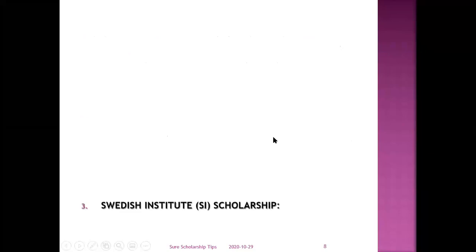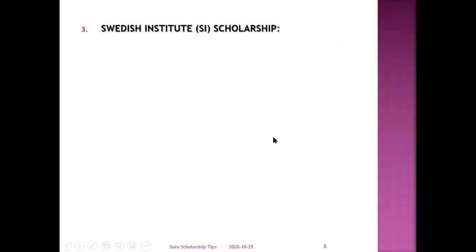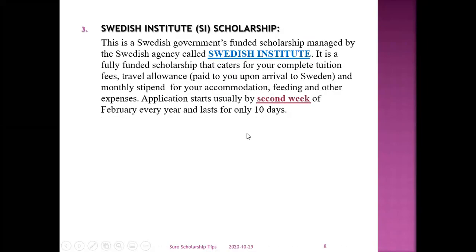Then we have the famous Swedish Institute scholarship, which all of us are already aware of and which we clamor for. So, what is the Swedish Institute scholarship? It is simply a Swedish government-funded scholarship managed by the Swedish agency called the Swedish Institute. Remember, I told us that the admission is handled by university admissions.